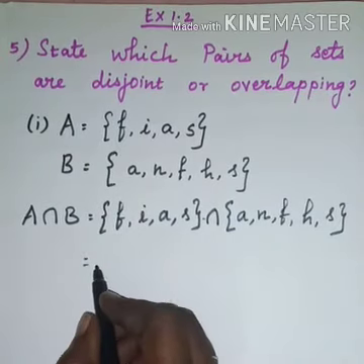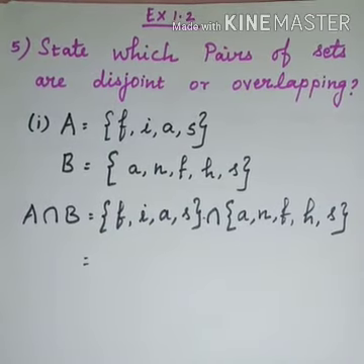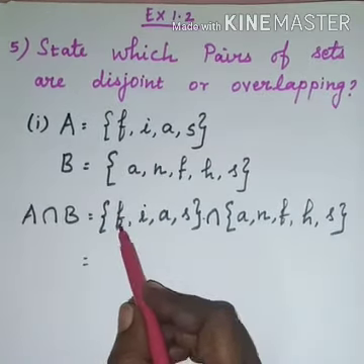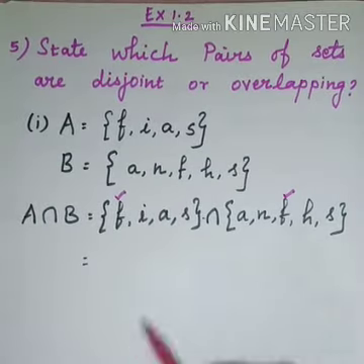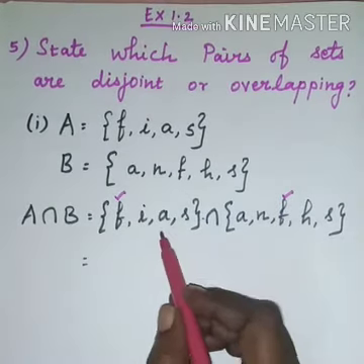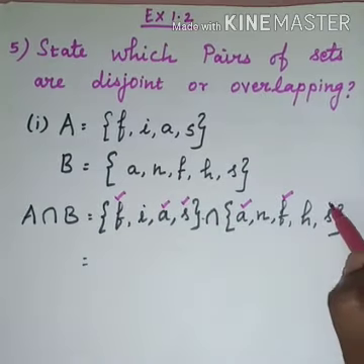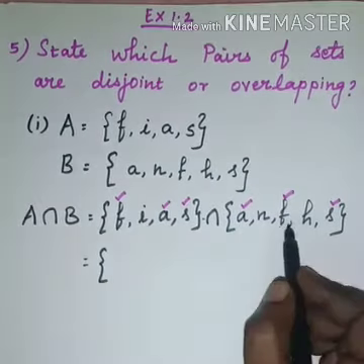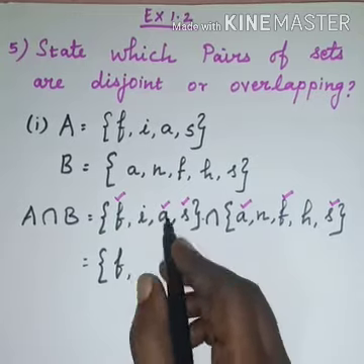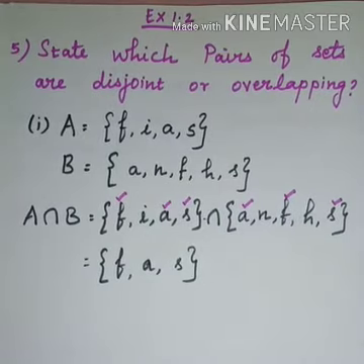Now tell me, what is the common element here? Which is the common element in both the sets A and B? F is here, F is also here. So F is one common element in both the sets, and I is not here. A is a common element in both the sets, and S is also a common element in both the sets. So now we can write the common elements are F, A, S. So these three elements are common in A and B.